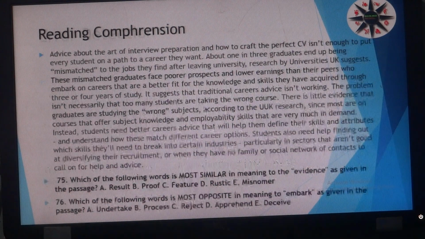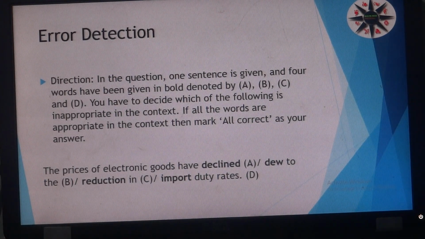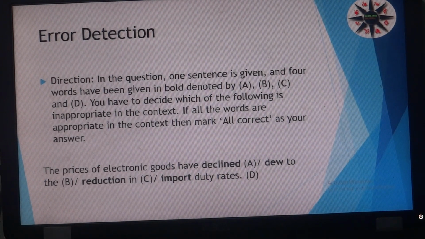So coming to the next section, it will be error detection. The sentence will be given, which will be divided into 4 parts. Some words in bold will be there. You have to decide which of the following is inappropriate in the given context, and mark your answer accordingly. If you think all the contexts are right, then you can mark it as all correct. Options A, B, C, D will be given, from which we have to select. So this is the error detection part.